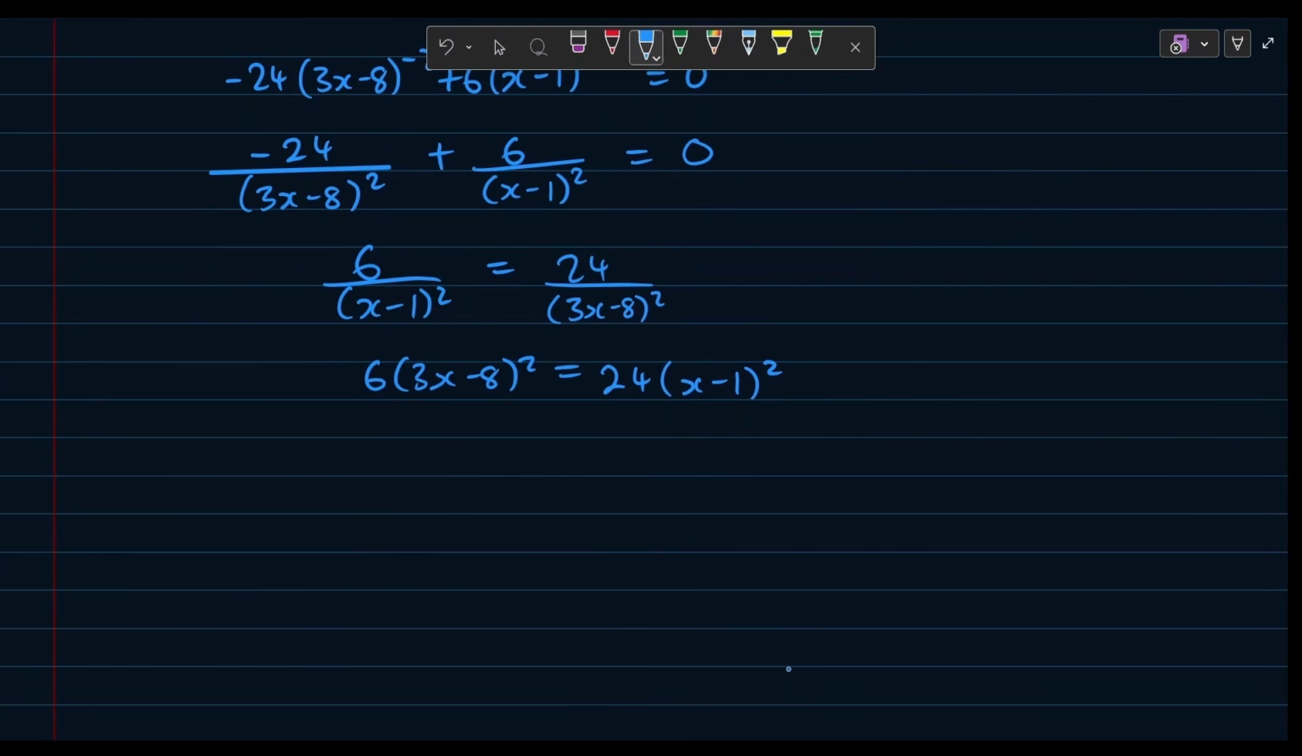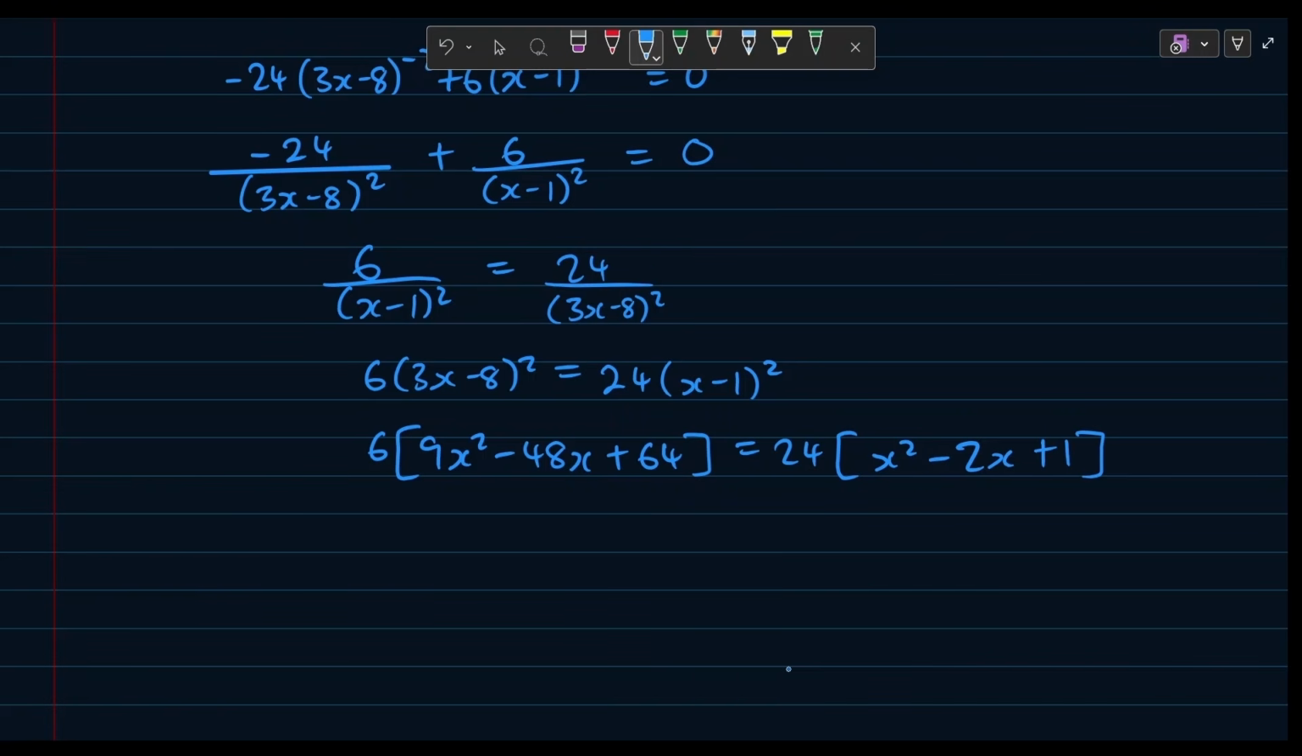and we can expand. So first square the 3 here, you get a 9. Square the x, you get x squared. Then 2 times 3x, that's 6x, times -8, -48x. Then square the -8, you get a positive 64. We'll do the same on the right hand side. So square the x, x squared. 2 times x times -1, -2x. Square the -1, positive 1.